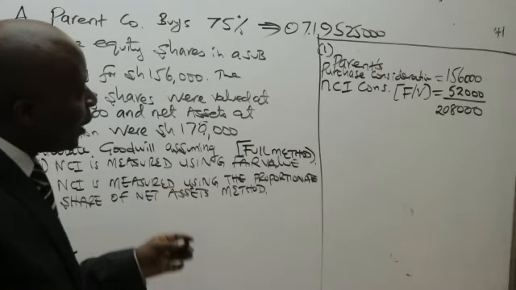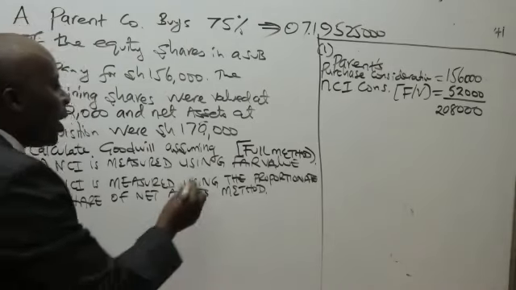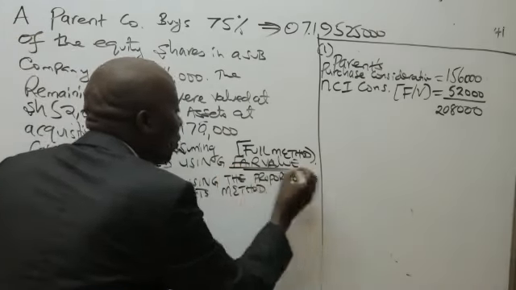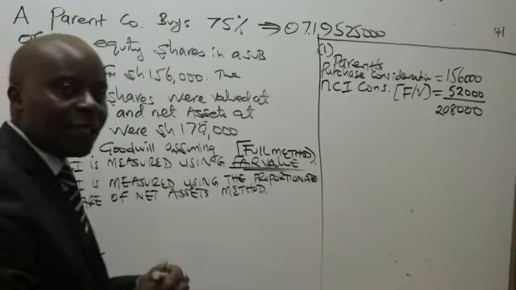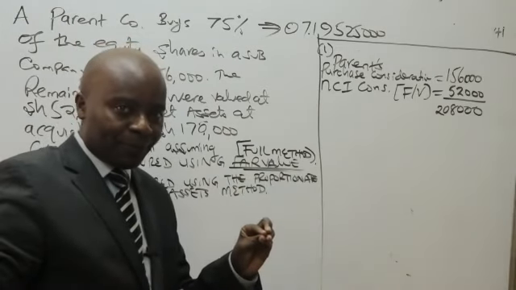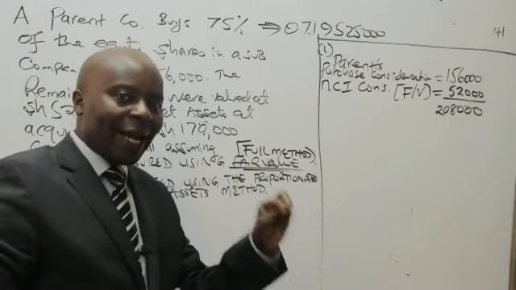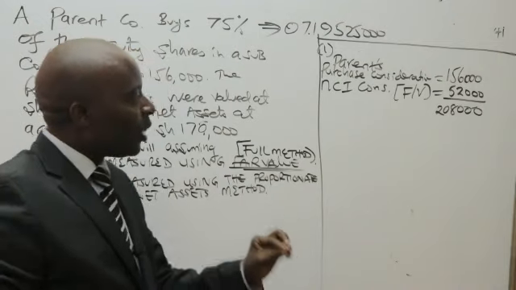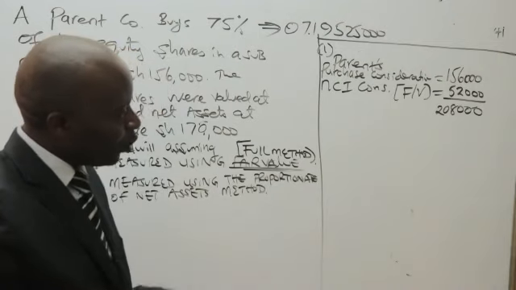So remember, we are using the full method. Here, we are using fair value to evaluate the stake of the NCI, the non-controlling interest, the value of their shares at acquisition, their market value at acquisition. So that gives us 208,000.